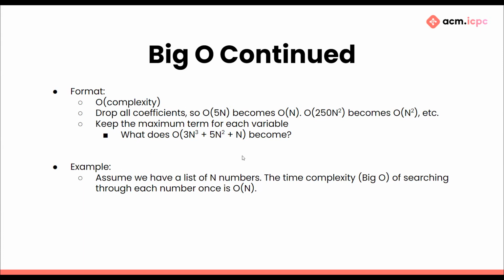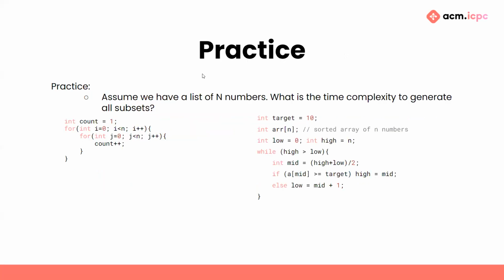Okay, and then another example I have here is, let's assume we have a list of n numbers. Then the big O of searching through each number once is O of n because that's linear time. So hopefully this gives you a basic understanding of what big O is. And I think I have some additional practice here. So assume that we have a list of n numbers. Then what is the time complexity to generate all subsets? The code is a separate problem, so don't look at the code.